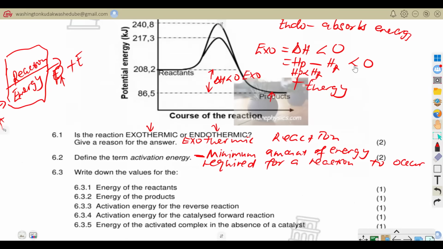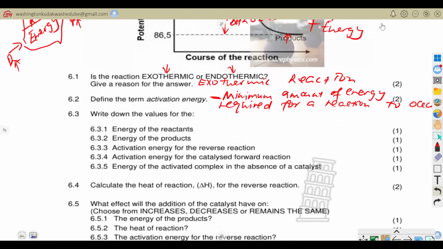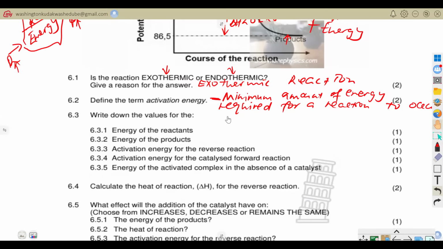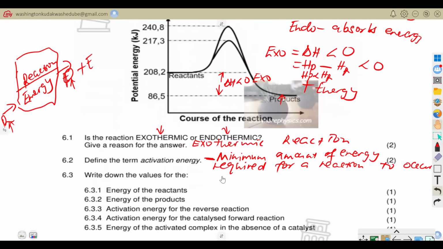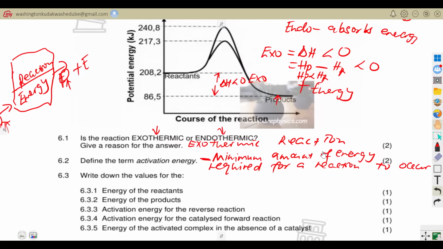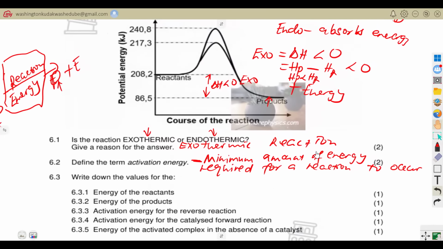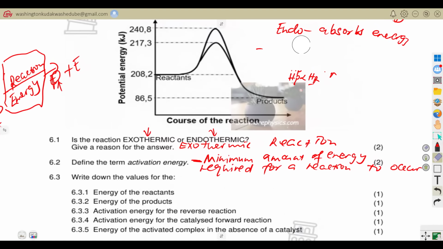The next question is now saying write down the values of the following. Now we need to use that graph to determine the values of this. So allow me to position it in this way, right? And then I would rub some of the things there on top of this graph so that we can be able to see what's happening.